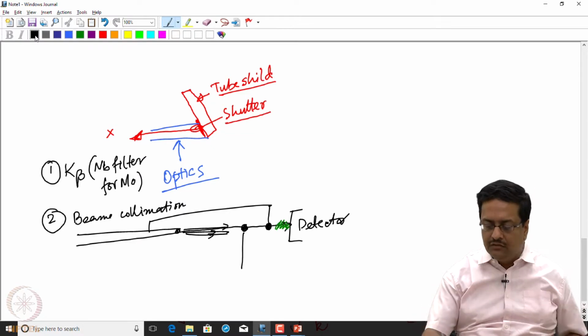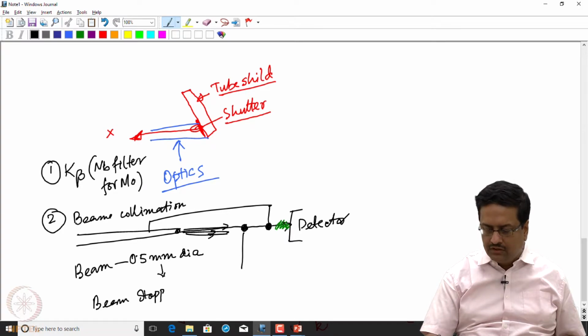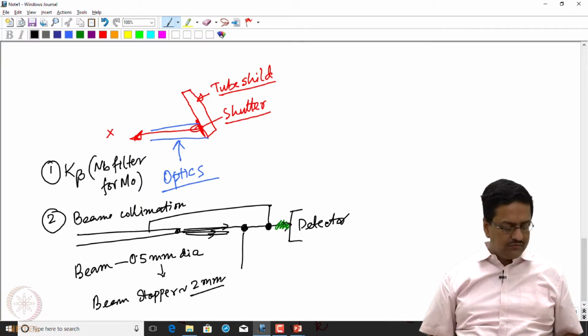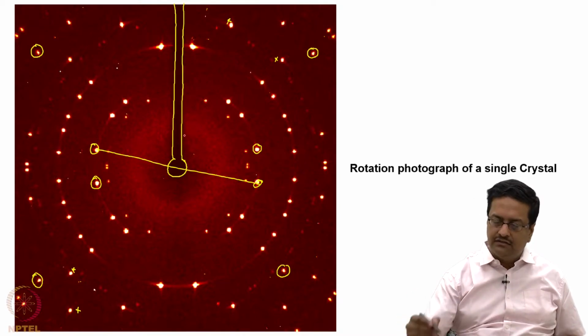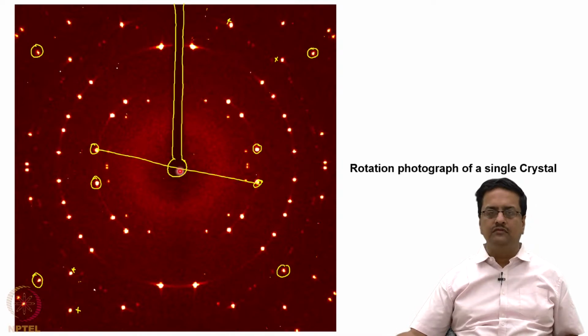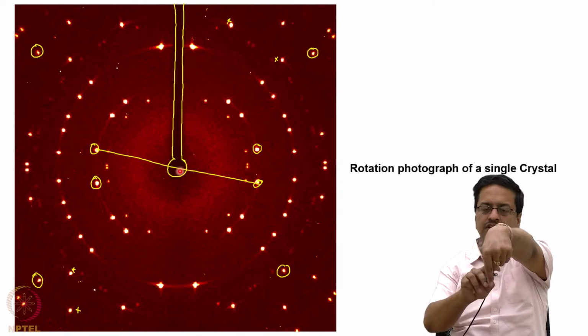If the beam is of 0.5 mm diameter, then the beam stop or the beam stopper should have a diameter of about 2 millimeter. So, if you remember the figure we displayed here, we have shown that there is a shadow region present in this nice rotation photograph of a single crystal. This shadow region represents the shadow of the beam stop, which is actually mounted on the collimator and coming like that and stopping the direct beam from going through.